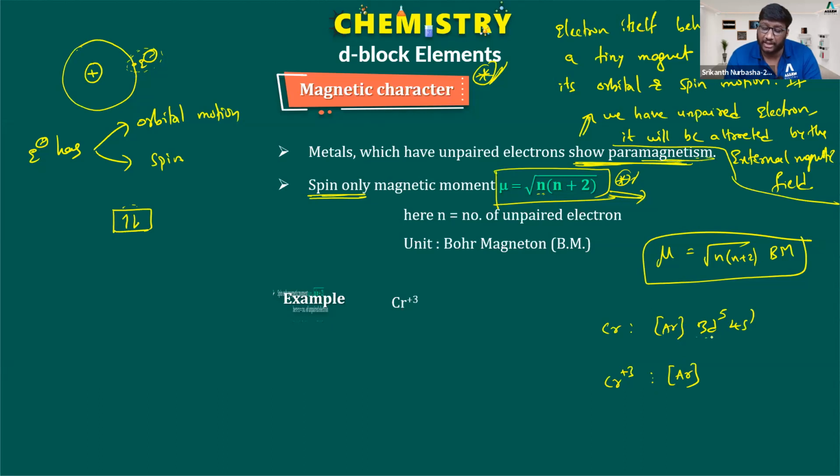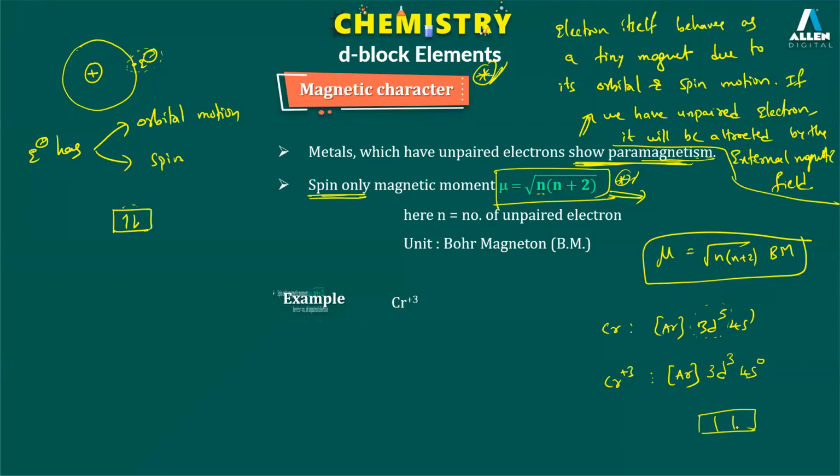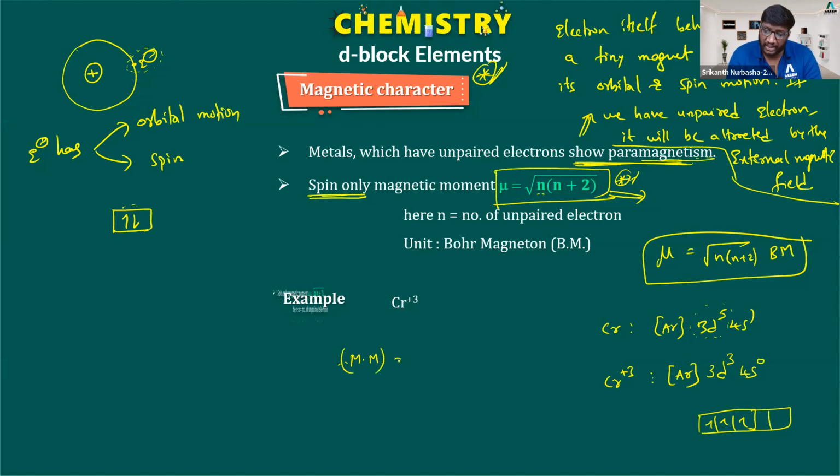How are the 3 electrons removed? Can I remove the 3 electrons directly from 3d? No, sir. Starting from 4s. First you have to remove the electron from 4s, 1 from 4s and 2 from 3d. So argon 3d3 4s0. Yes or no? 3 electrons removed. So 3d3 means how many unpaired electrons are there? 1, 2, 3. So therefore, what is the magnetic moment? Magnetic moment is equal to the square root of 3 into 3 plus 2 Bohr magneton. Do the calculation, you will get 3.87 Bohr magneton.